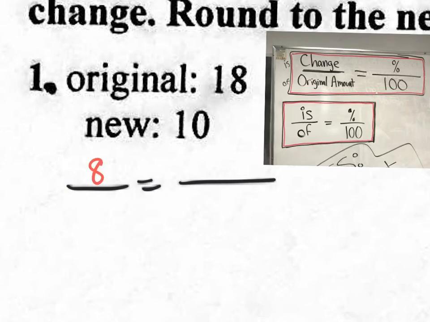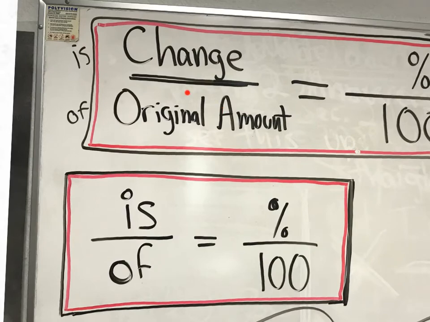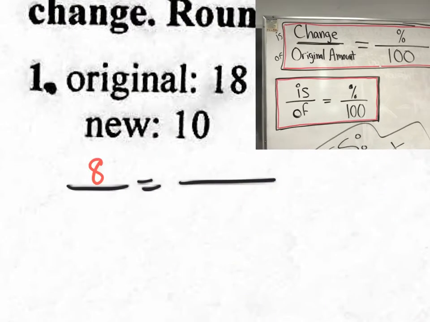That is the change. And down here on our notes, what belongs on the bottom denominator, on the left fraction, what belongs there? The original amount. So what is the original amount? It says right here, original is 18. So you put an 18 right there. And over here on the right fraction, it's always percent over 100. So let's put percent over 100. Now, this doesn't even have a percent, so you're simply going to put x over 100. And then you simply cross multiply.